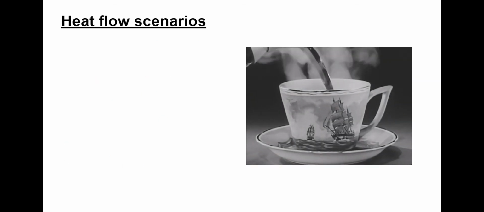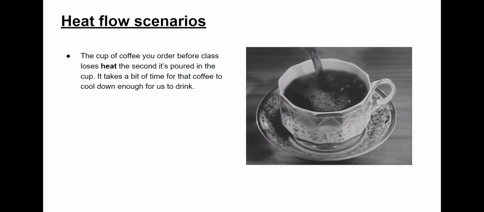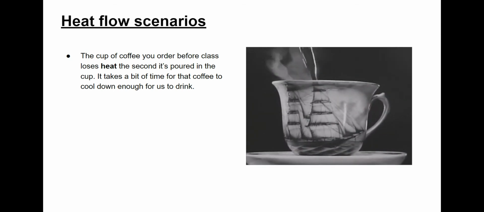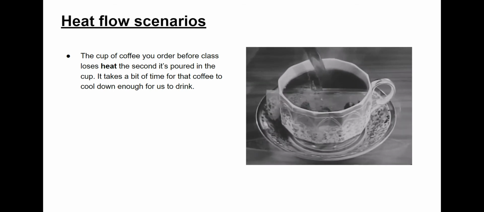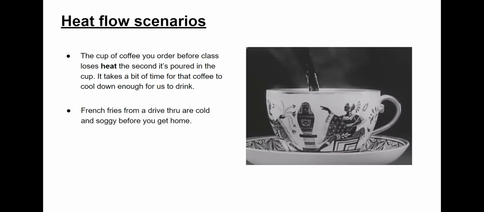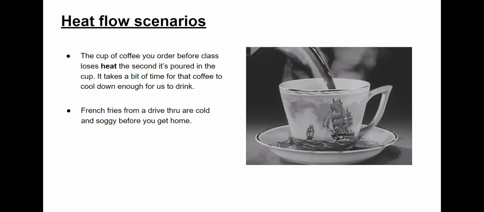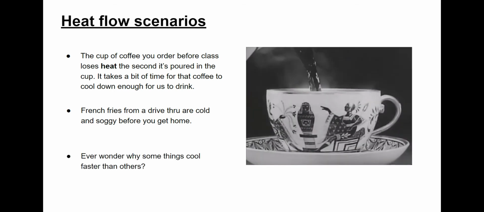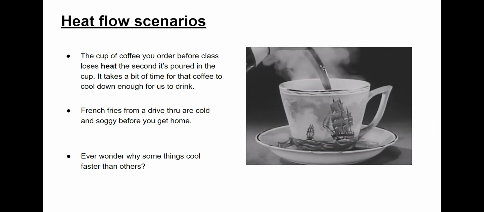All right, let's see now. The first idea we want to talk about is heat flow scenarios. Let's think about a hot cup of coffee. You order that hot cup of coffee, and at some point, it becomes cool enough for you to drink. It takes a little bit of time for that coffee to cool off. It doesn't happen immediately. Another idea we can think about might be some French fries that you get at a takeout restaurant. By the time you get home, they're cold and soggy. And so that begs the question, why do some things cool off faster than other things? That's what we want to talk about in this presentation.